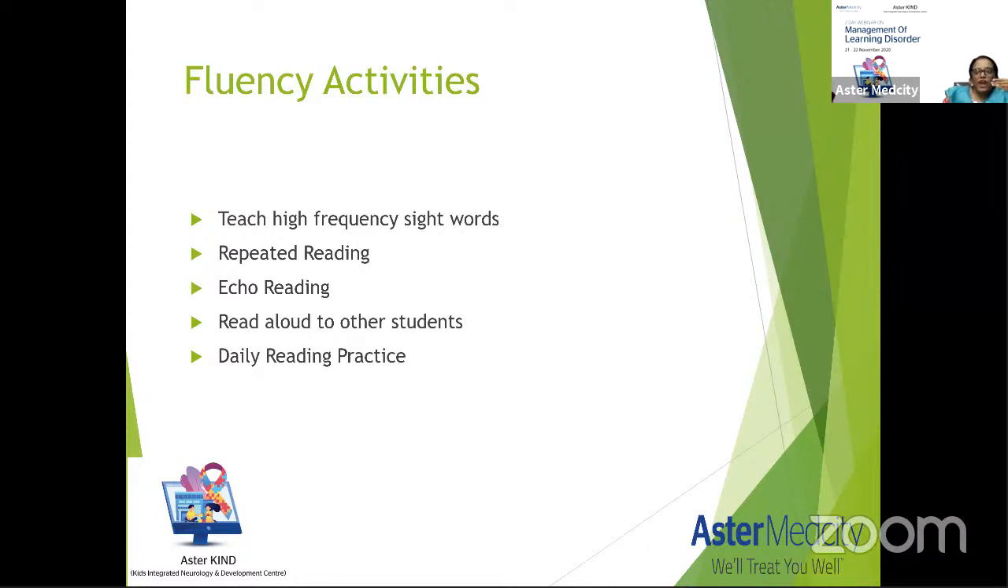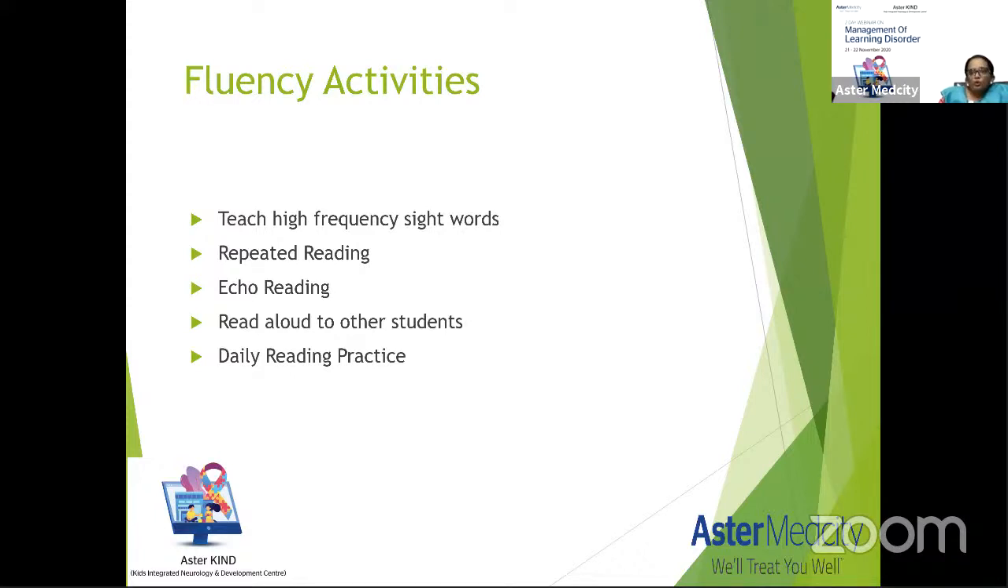Repeated reading: give a passage to a child and ask him to read, and note down the errors. Then give the same passage again and again and note whether the errors are decreasing or not. Echo reading is where the adult will read and the child will repeat it.